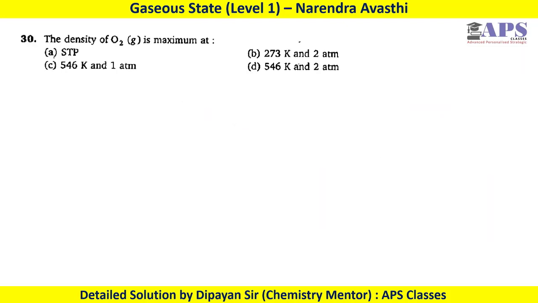In question number 30, we have to find the maximum density. So D equal to PM by RT. R is a constant. If we have maximum pressure and maximum molecular weight with minimum temperature, then the density will become maximum. But here we have oxygen gas, so M is also constant. So D is a function of P by T here. We need maximum pressure and minimum temperature to have maximum density. If we closely look at option B, we have minimum temperature and maximum pressure here. So in option D we will have maximum density for oxygen gas.